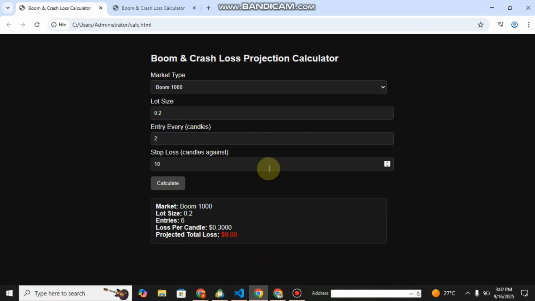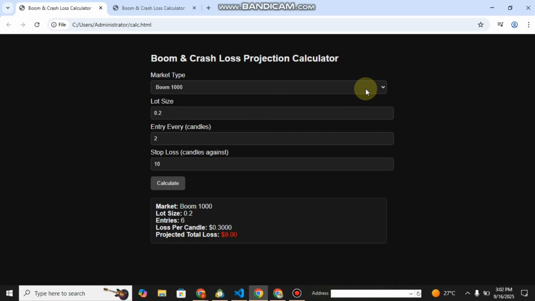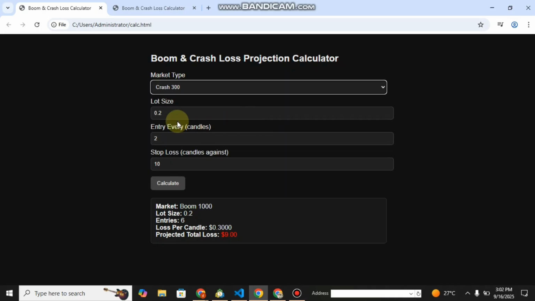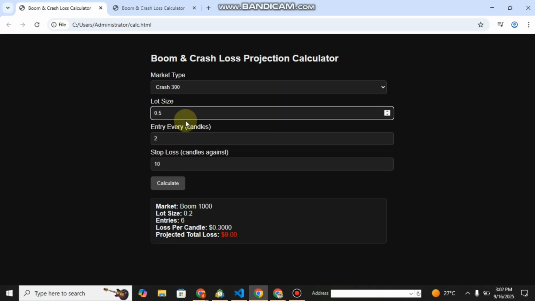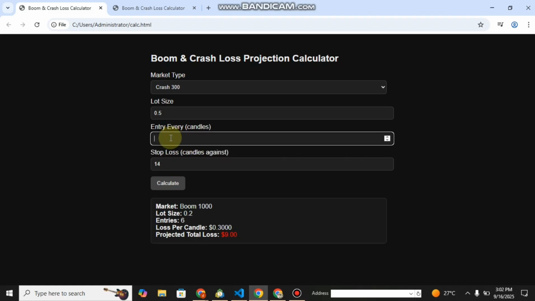But here now is the other thing I would like to show you. Sometimes you go to a market like Crash 300. The smallest lot size is 0.5. Stop loss is 14. This is how you grow the account. Even let's say you are adding after every 4 candles. Once you calculate, you'll see you'll have lost $28 already.